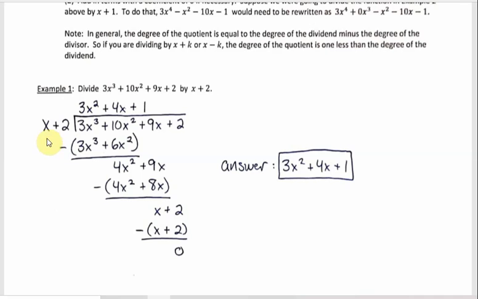All right, well we need to figure out what we multiply x by in order to get x. Well, that's just 1. So 1 times x would give you x, 1 times 2 would give you 2. And so then you have to subtract off that second x plus 2, and you get 0. So that means you have a remainder of 0 at the end. And so then your answer, well, it's the quotient up here. It's 3x squared plus 4x plus 1.